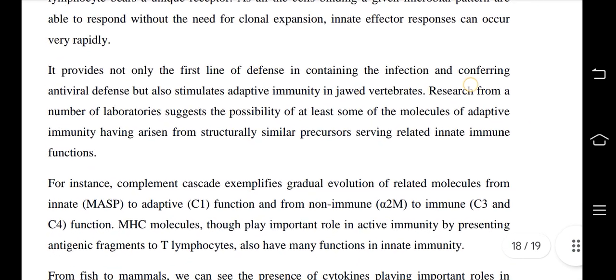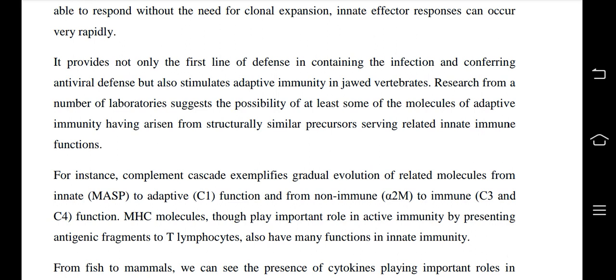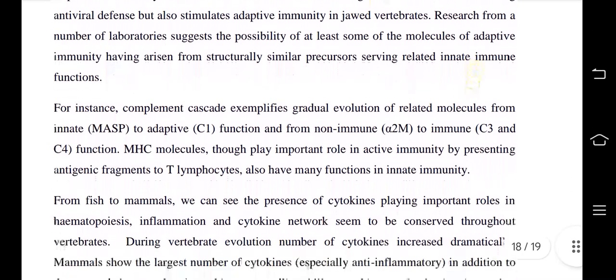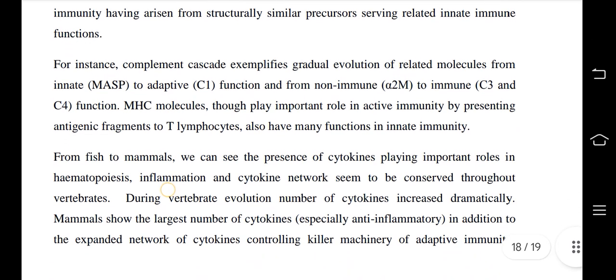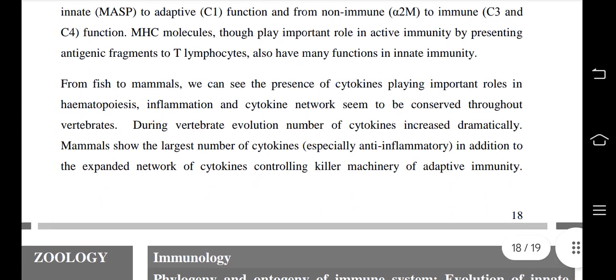It provides not only the first line of defense in containing the infection and conferring antiviral defense, but also stimulates adaptive immunity in jawed vertebrates. Research from a number of laboratories suggests the possibility of at least some of the molecules of adaptive immunity having arisen from structurally similar precursors serving related innate immune functions. For instance, the complement cascade exemplifies gradual evolution of related molecules from innate to adaptive function and from non-immune to immune function. MHC molecules, though they play an important role in adaptive immunity by presenting antigenic fragments to T lymphocytes, also have many functions in innate immunity.